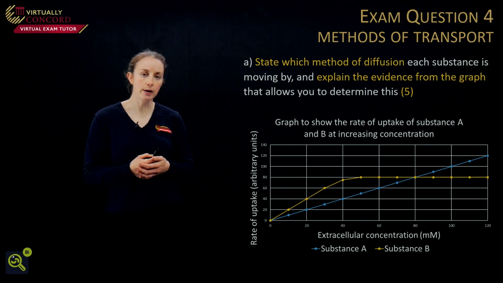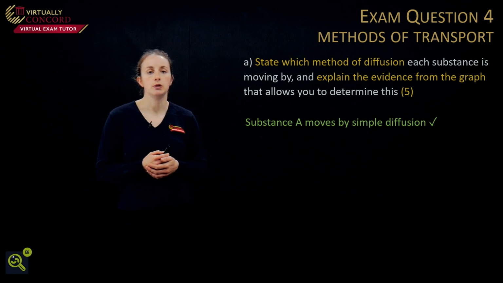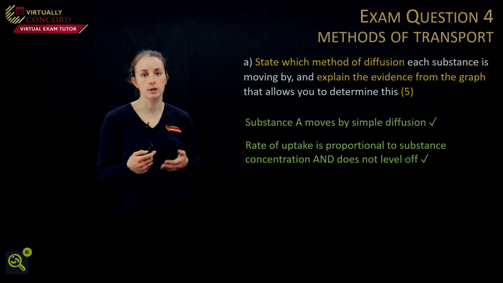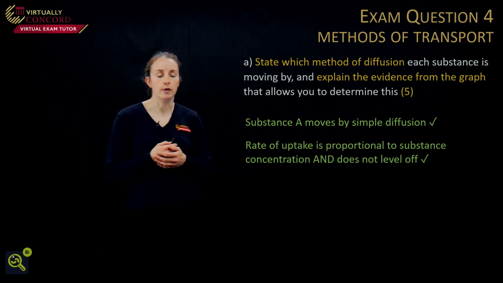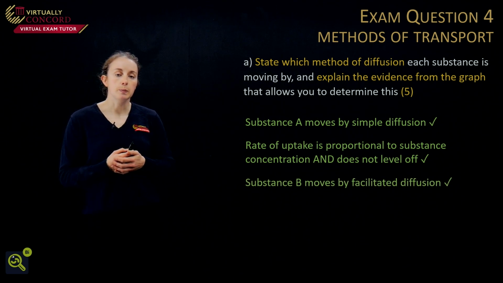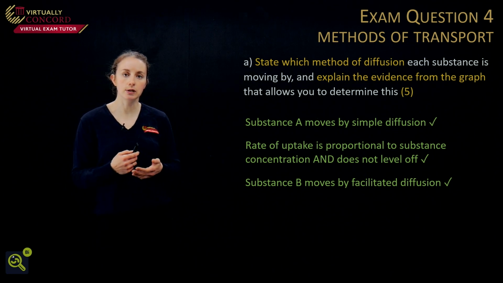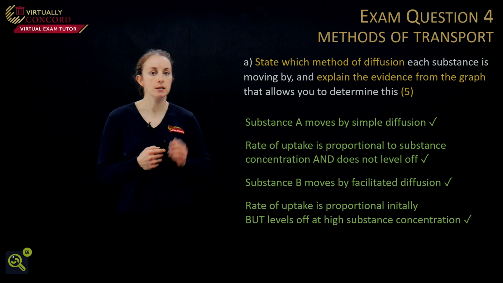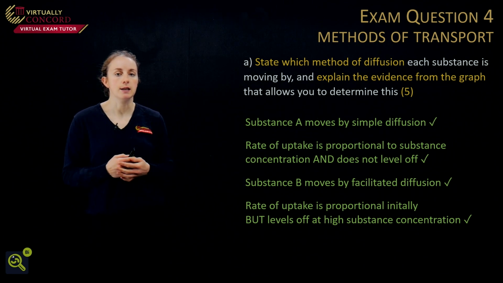If we have a look at our mark scheme, for our blue line, substance A was moving by simple diffusion, so it doesn't require a membrane protein, and therefore the rate of uptake will be proportional to the substance concentration. Crucial evidence from our graph is that that line does not level off at any point. If we compare that to substance B, we can say substance B is moving by facilitated diffusion, and the evidence from the graph is that the rate of uptake is proportional initially, but levels off at higher substance concentration. That levelling off point is really important, and you need to distinguish that from substance A.